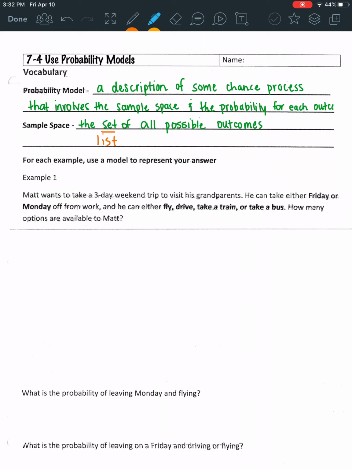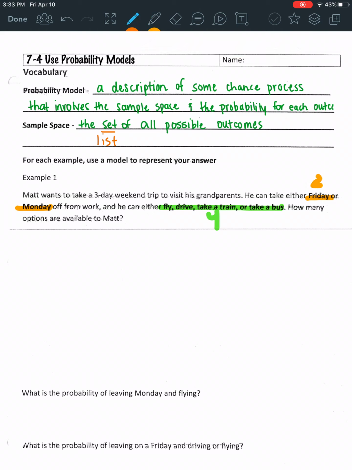So this first example, Matt wants to take a 3-day weekend trip to visit his grandparents. He can take either Friday or Monday off of work, so he has to make a decision between those 2 days. And then the second part, he can choose if he wants to fly, drive, take a train, or take a bus. So he has 2 options for Friday or Monday, and then he has 4 options for fly, drive, take a train, or take a bus. So those are the 2 events that are happening.